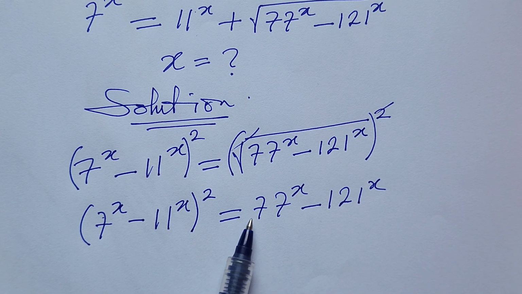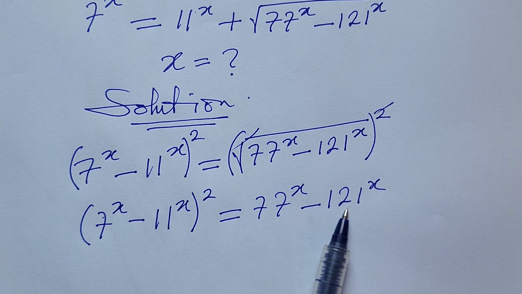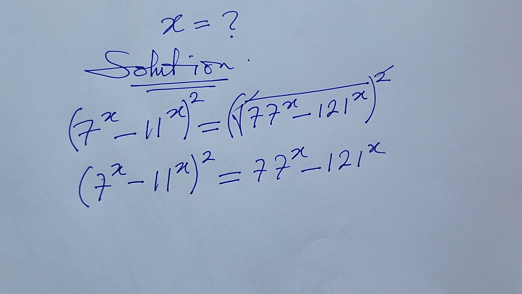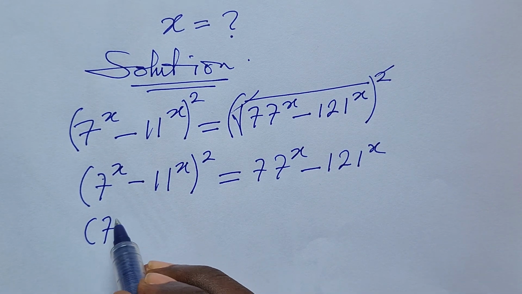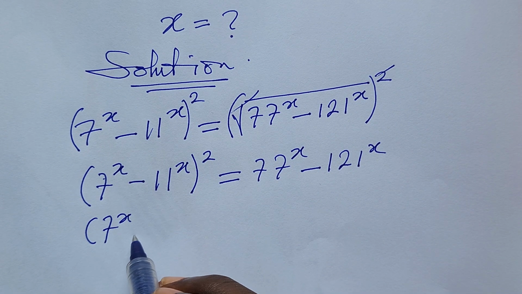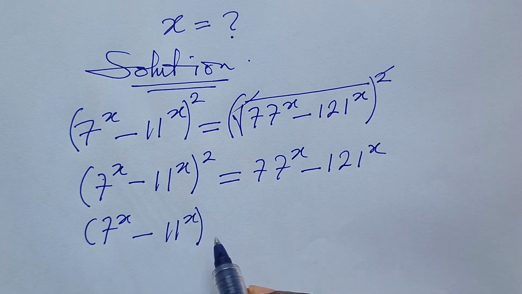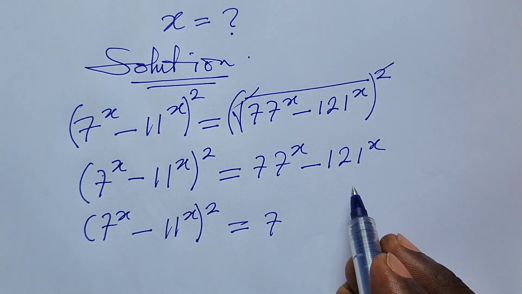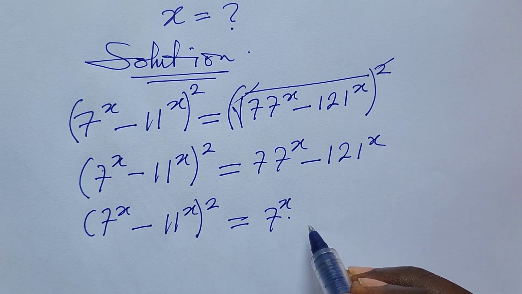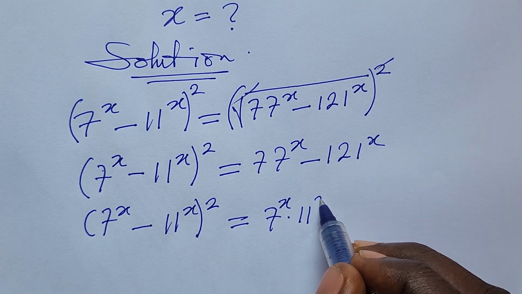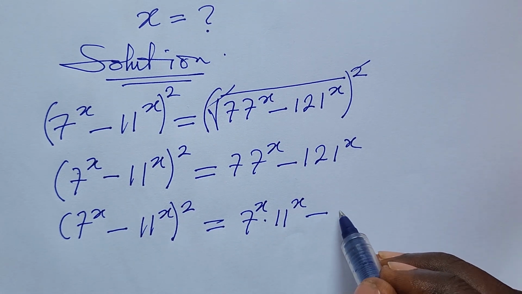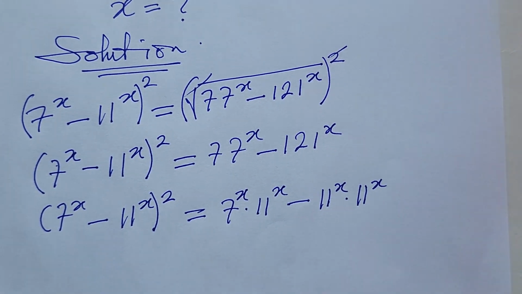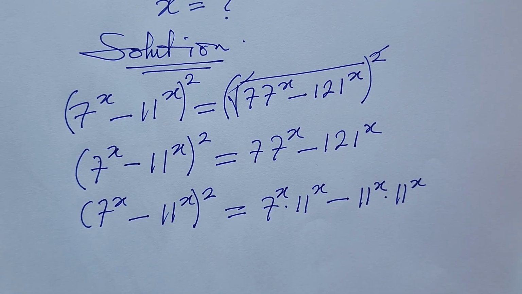So what do we do next here now? If you watch carefully, we can bring out 7 from here and we can bring out 11 from here. Same thing we have on this side. So let's go ahead and do that. So we're going to have here 7 to the power of x minus 11 to the power of x, close bracket, to the power of 2. This is equal to 7 to the power of x times 11 to the power of x, then minus 11 to the power of x times 11 to the power of x, because 11 times 11 will give us 121.